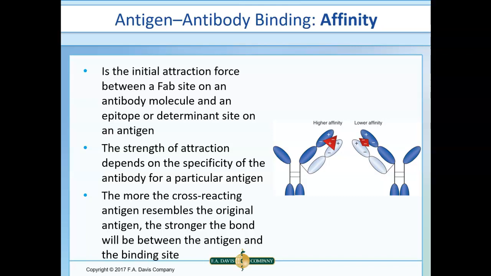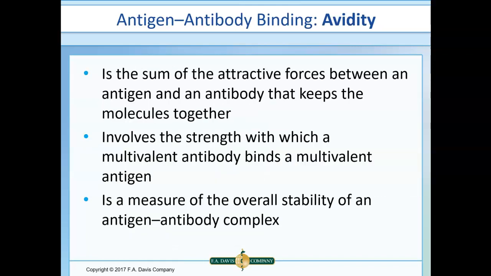The strength of the attraction depends on the specificity of the antibody for a particular antigen. So the more they fit together like a lock and key, the better the affinity will be. So they kind of need to match. The more the cross-reacting antigen resembles the original antigen, the stronger the bond will be. So you can see in the picture on the side here, if they look more similar, they're going to have a stronger affinity for each other.